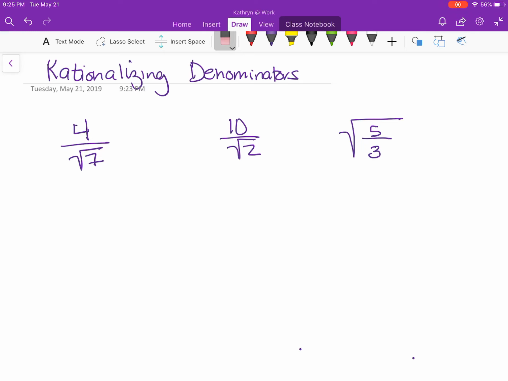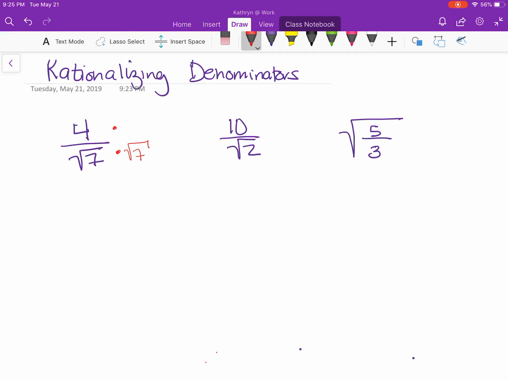For the first example, 4 divided by the square root of 7, to rationalize the denominator, we multiply top and bottom by the square root that we'd like to rationalize. So we have a square root of 7 in the denominator. And if I multiply the denominator by the square root of 7, I'll end up with the square root of 49 in the denominator. And the square root of 49 is just plain old 7, so that will cancel out the square root of 7 in the denominator.